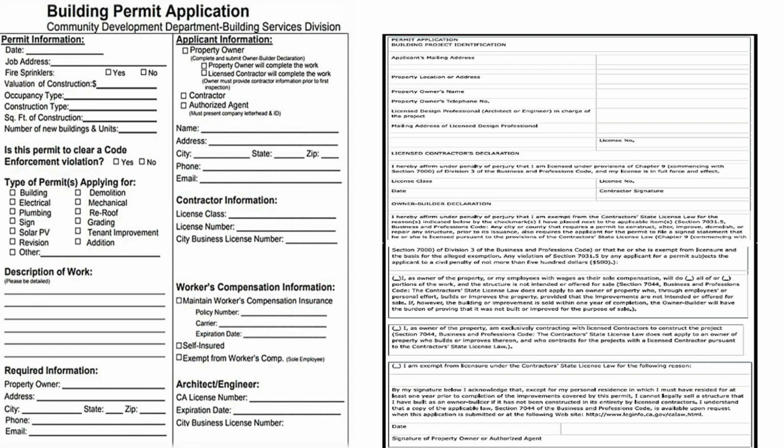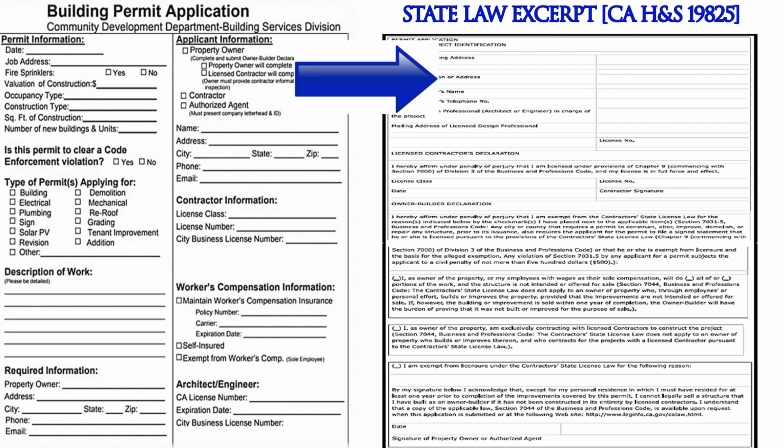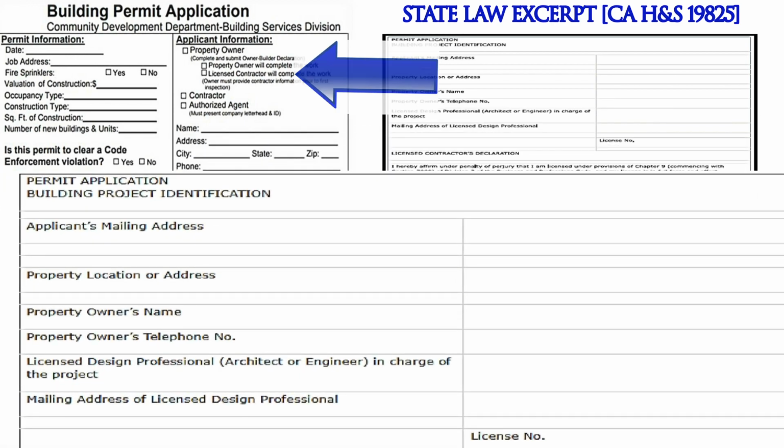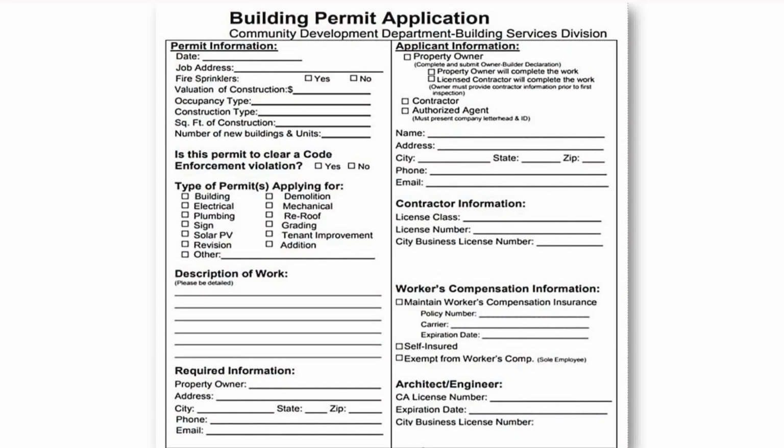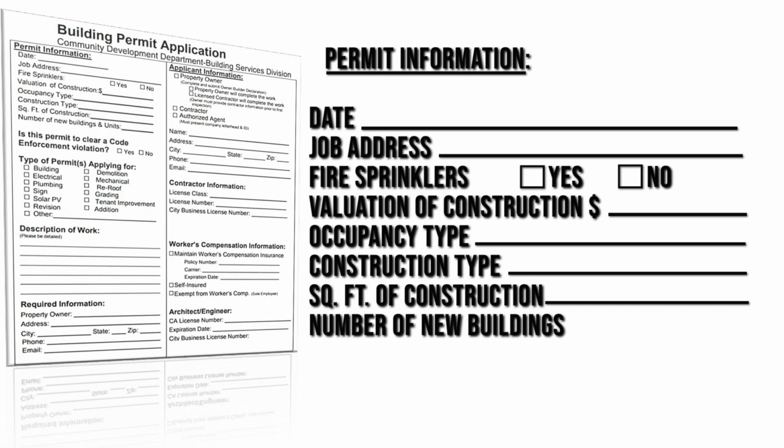Generally, there are local and/or state laws which govern building permit applications. Here is a comparison of state law governing building permit applications to the right and a building permit application to the left. You notice the similarities? And now let us review the contents of this building permit application, starting with the permit information.